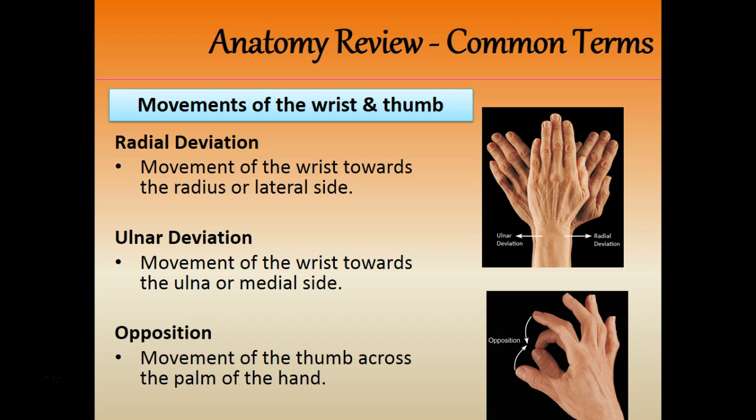At the wrist and the hand, we have a few different movements. We have radial deviation. So any movement of the wrist towards the radius side or the lateral side of the hand would be radial deviation. Any movement of the wrist towards the ulna or the medial side would be considered ulnar deviation. And one of the reasons that we are human beings and different than, let's say, apes is our ability to oppose, or to create what we call opposition, which is movement of the thumb across all of the different fingers. That is one thing that separates us.